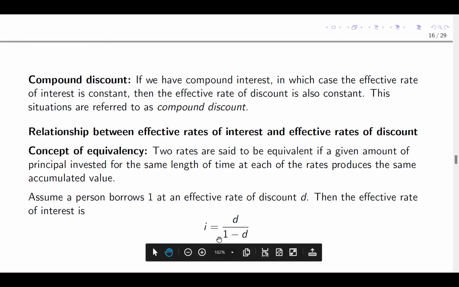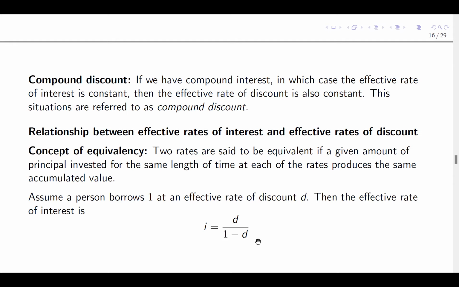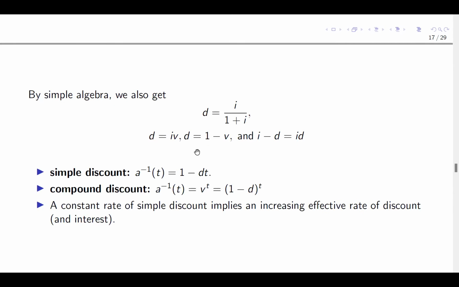So in simple terms, i is equal to d over 1 minus d. This is the relationship between effective rates of interest and effective rate of discount. You can do algebra on this to find out how to make d stand alone, and you see how d also relates to i. As I said, you can also make d stand alone, and d is equal to i over 1 plus i.